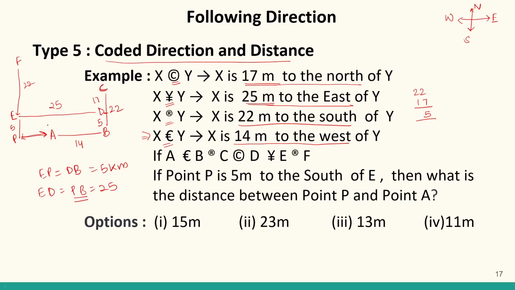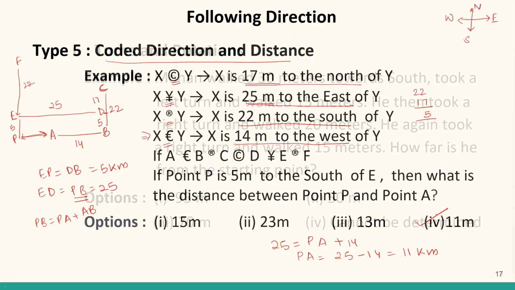Now, in PB, we already know AB. So PB is equal to PA plus AB. This much you understand. Now, PB is how much? PB is 25. PA we have to find out. And AB we already know is 14. So PA will be 25 minus 14, which will give us 11 kilometer. So our answer will be option number 4, 11 kilometer. This is type 5, which is coded direction and distances. Very simple logic of coding decoding is used over here.